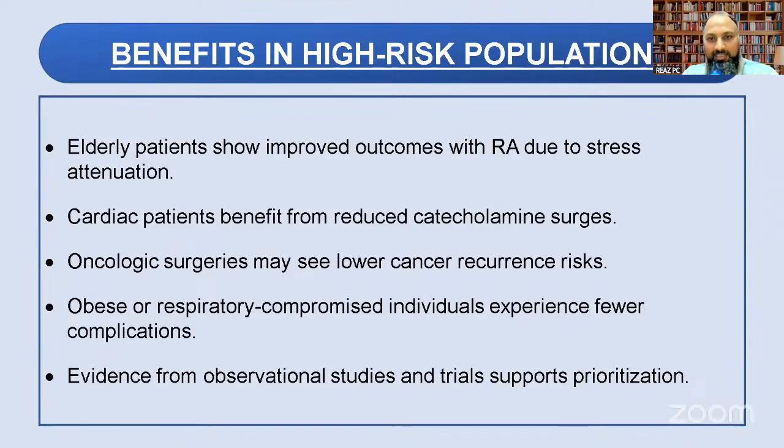In oncologic surgeries, there is a proposed paper actually. There is lower cancer recurrence risk if regional anesthesia is provided during the surgery. In obese or respiratory compromised individuals, they have experienced fewer complications from regional anesthesia rather than general anesthesia. Evidence from observational studies and trials support prioritization of regional anesthesia over general anesthesia.